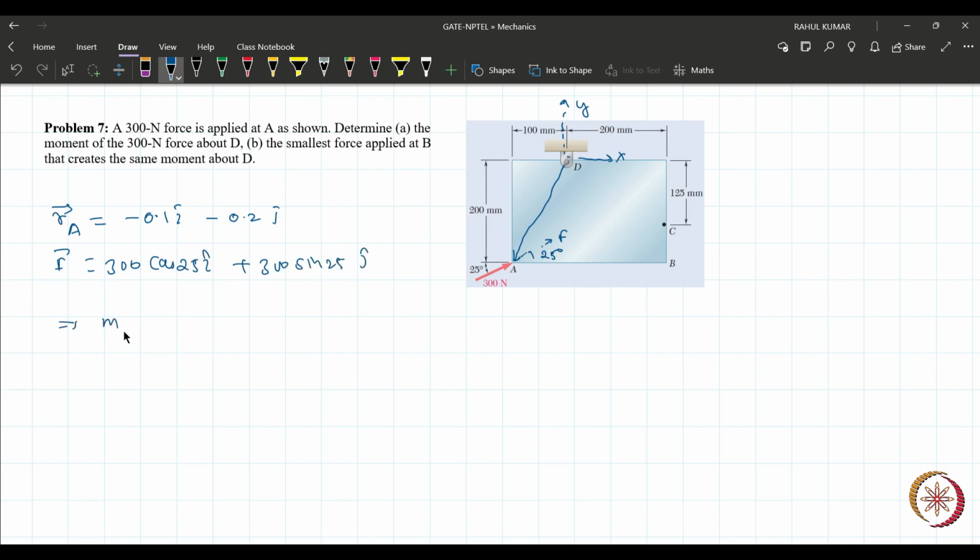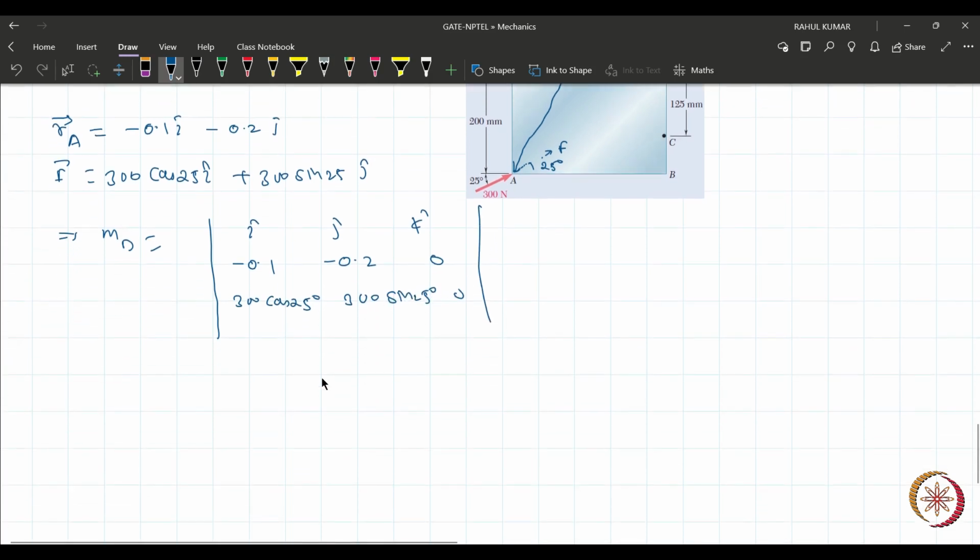Now find the moment about D. The determinant is i j k, minus 0.1, minus 0.2, 0, 300 cos 25 degree, 300 sin 25 degree, 0. We already know that the i and j components will be 0, so directly we will find the k component. So minus 0.1 into 300 sin 25 degree plus 0.2 into 300 cos 25 degree. Okay, you will get around 41.7 Newton-meter k cap.